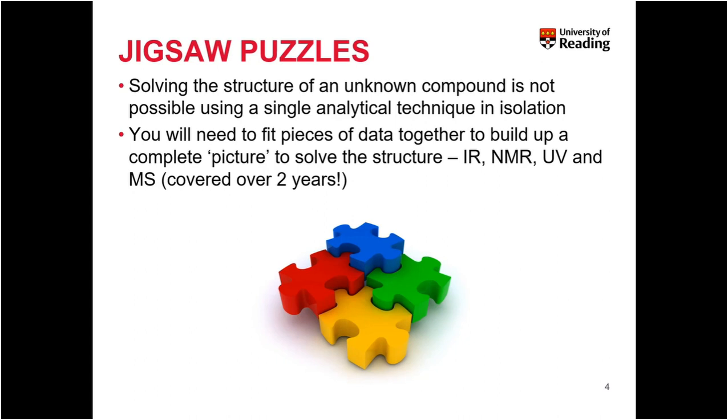Now, this is something that you'll learn over the next 2 years. So this year we'll be looking at infrared analysis and UV analysis, and next year you'll move on to cover nuclear magnetic resonance, or NMR, and mass spec as well. But it's important to understand that all of these techniques give different information that fits together. And so no one technique in isolation can tell you everything that you would need to know about an unknown compound. And that's why you need to learn about different analytical techniques that complement each other.